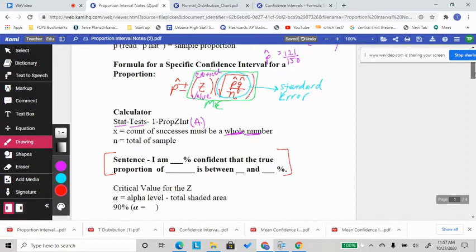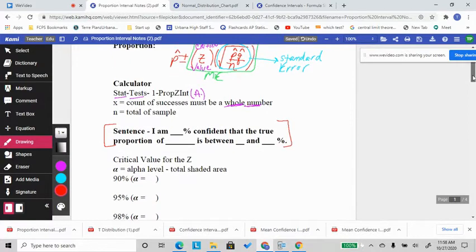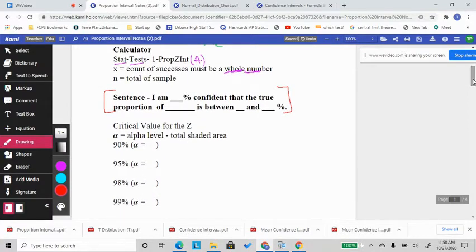All right, let's talk about where we get this Z on the chart. I talked the other day about 90, 95, 98, and 99 confidence levels. So your Z comes from your level of confidence. If you have a 90% confidence level, what you're basically doing is taking your sample and finding the middle 90%. Okay, that's what you're doing.